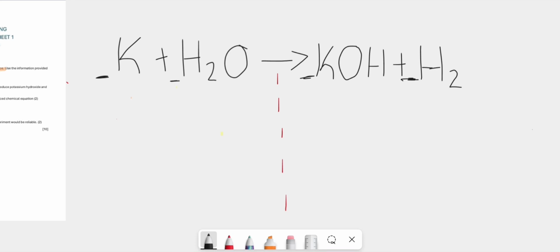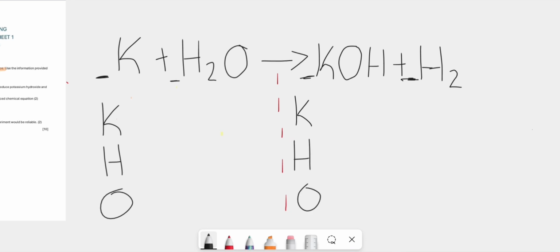Now on each side, because we're balancing, we're going to look at how much of what we have. So if we look here, we have a K, we have an H, and we have O. The sides must have the same elements, otherwise it's not balanceable, basically. So yeah, we have the same things. Now, if we look properly, here on this side, we have 1 K, but we also have 1 K on this side.